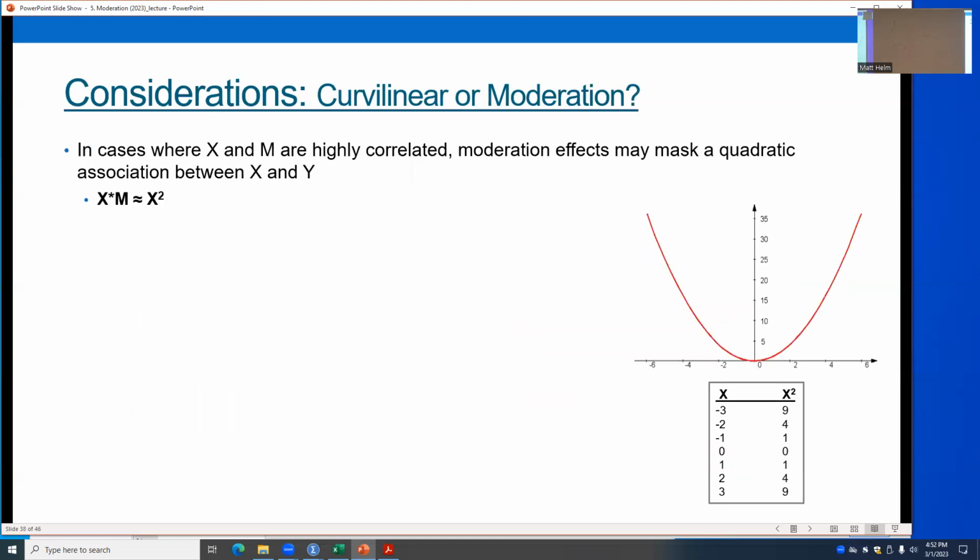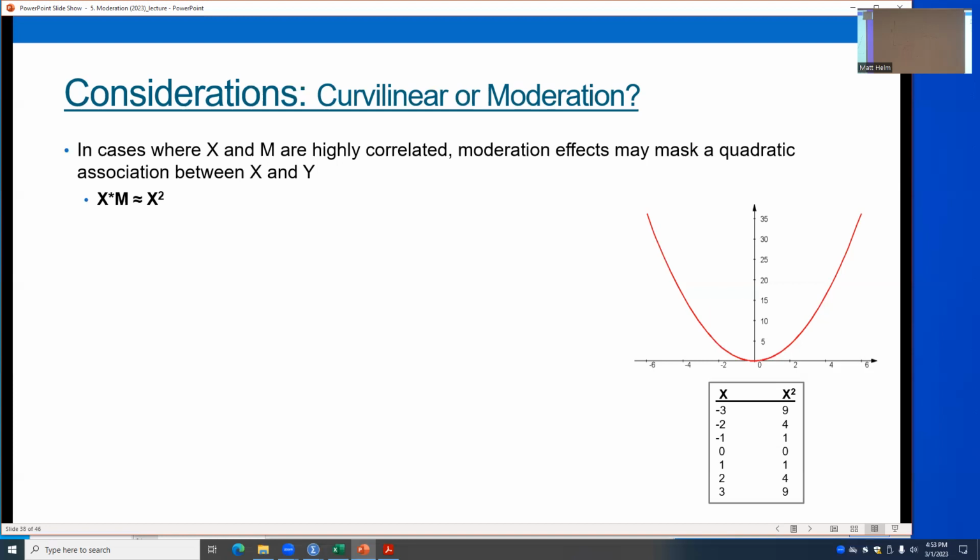One thing that's kind of an interesting question that we want to think about. Sometimes if I have an X and a moderator that are highly correlated with one another, what I might get is something that looks like a moderation effect. It actually masks a curvilinear relation, okay? So if X1 and X2 are very highly correlated, and I take two highly correlated things and multiply them together, particularly if they're on the same scale, it's about the same thing as an X squared.